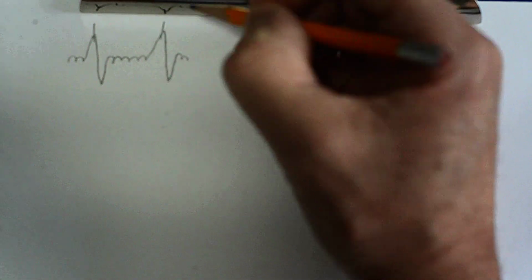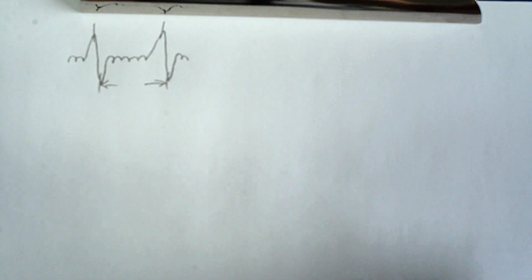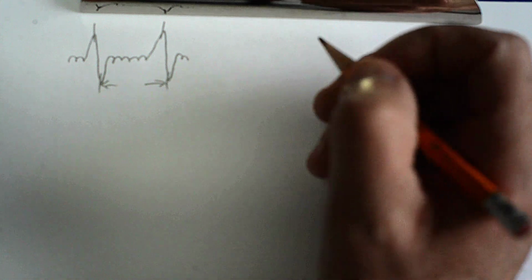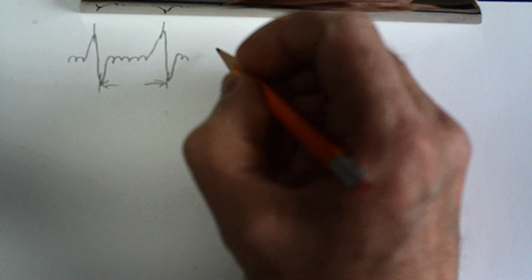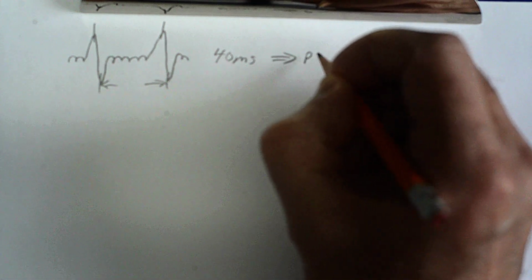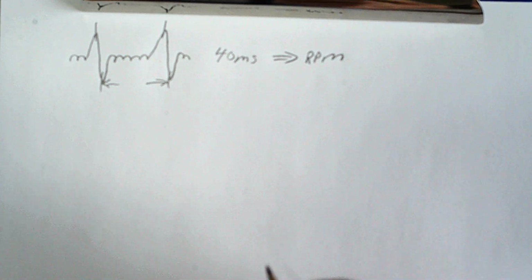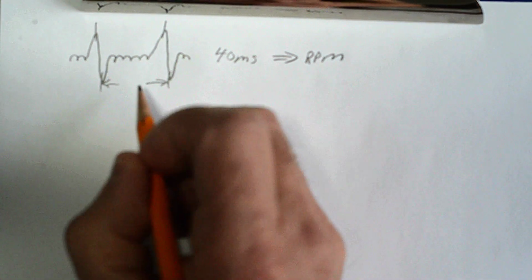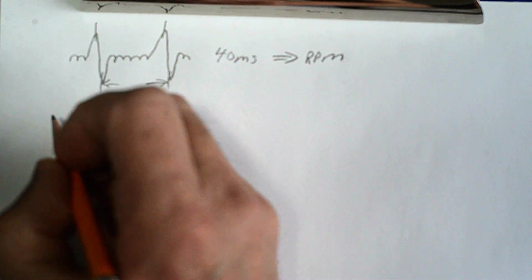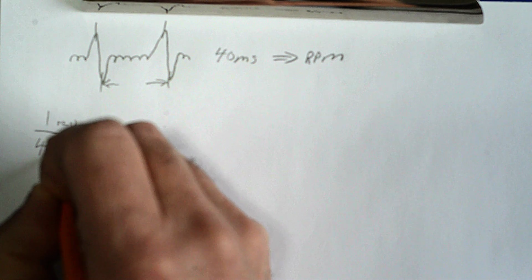Now whether you measure it from the top or the bottom, it's going to be the same. So we've got this signal and we know the time it takes from peak to peak. And what we're asking is to convert that milliseconds into an RPM. So let's just say for our example here, we have 40 milliseconds and we're asked to convert that into an RPM. Right, so 40 milliseconds, and that would be one revolution.